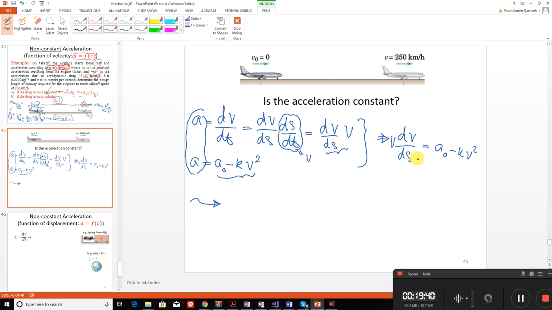If I take all the velocity variables to one side and all the displacement variables to the other side and take integration from both sides, I will have ds from s naught, which is zero because we put the coordinate system origin here, this is the positive direction, to s, equals the integral from v naught, which starts from rest, 0, to v, which is 250.